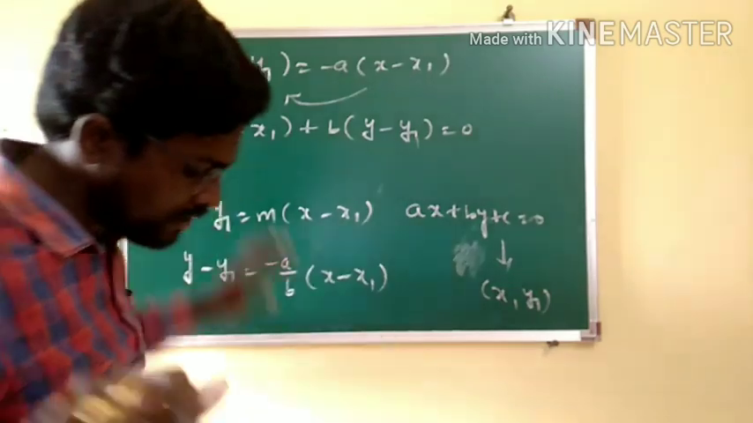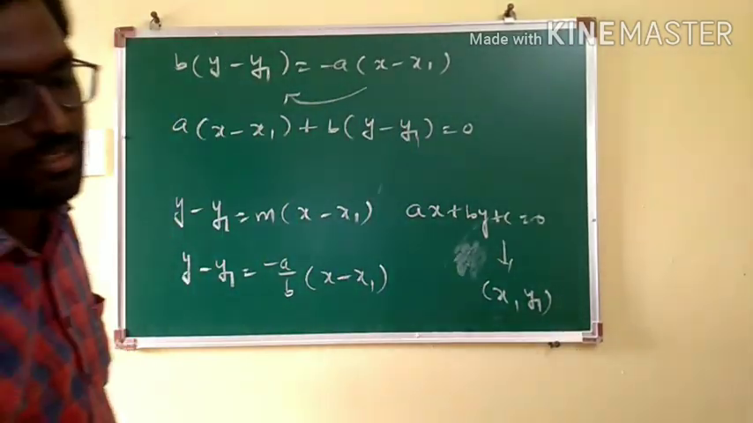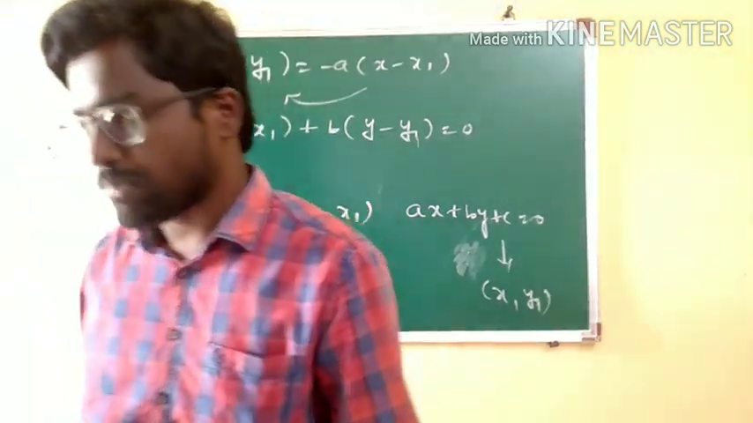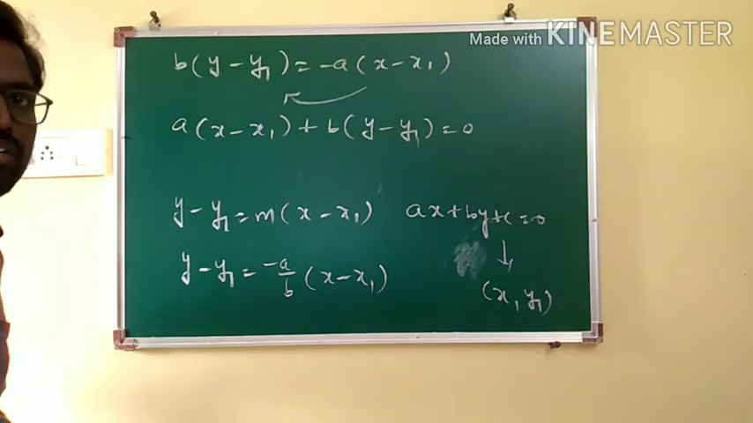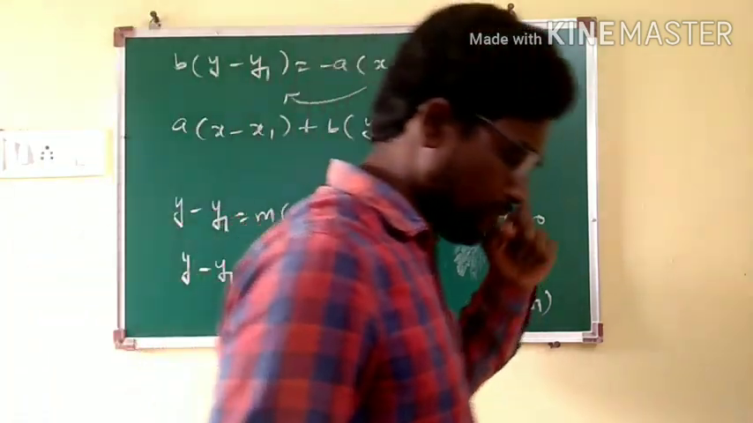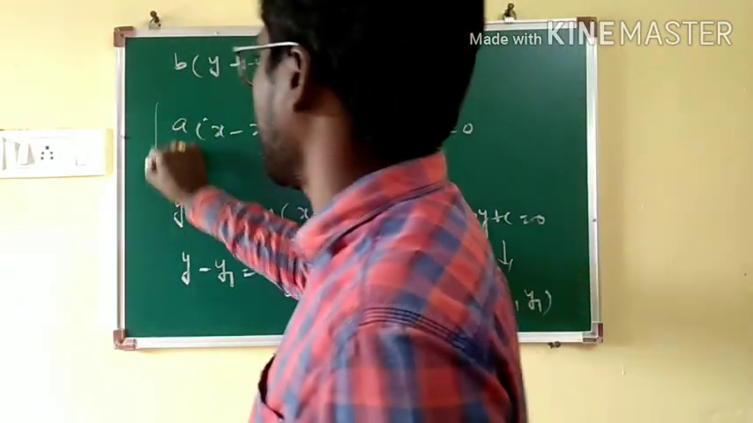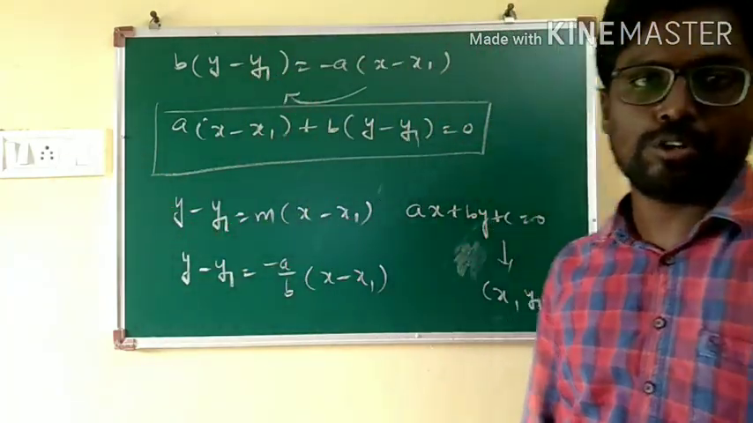So whenever you find a problem framed like this, find the equation of the line which is parallel to something like 2x plus 3y plus 5 equal to 0 and passing through the point 5 comma 7, what will you do? Either you will remember the standard result I gave you here, that is a into x minus x1 plus b into y minus y1 equal to 0.